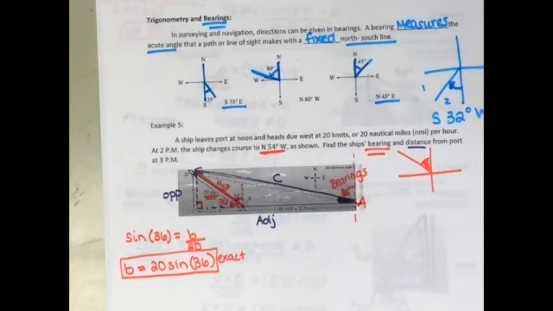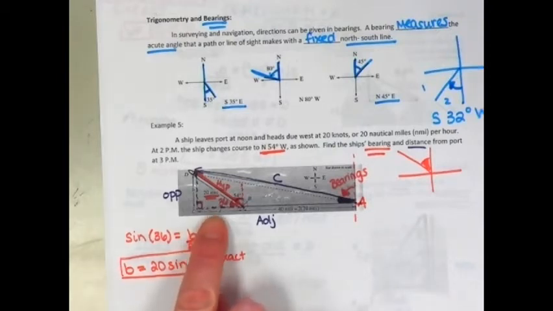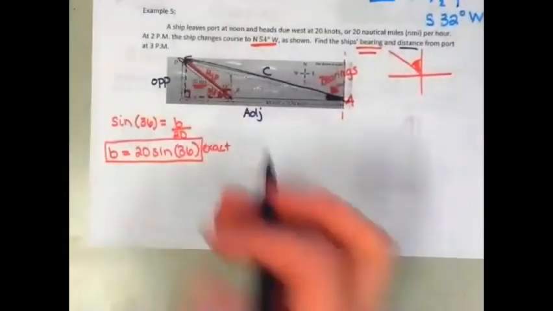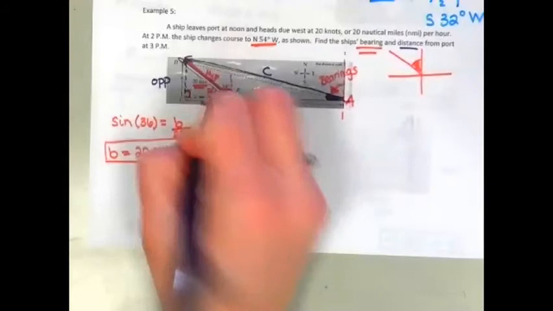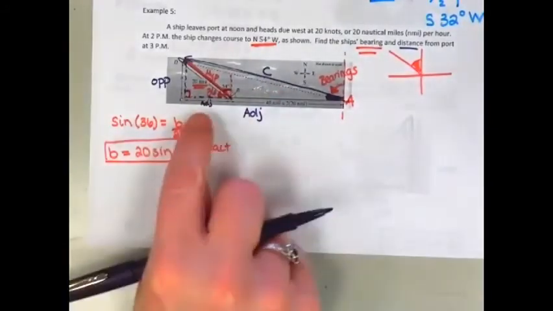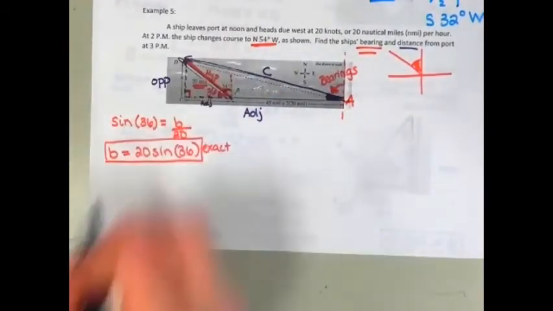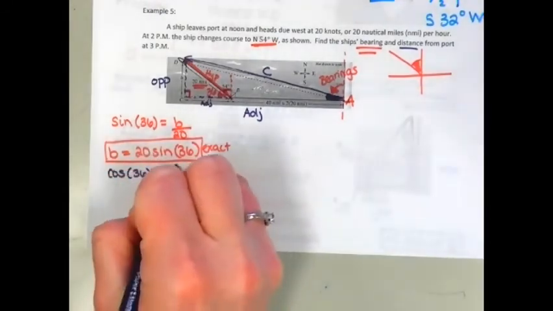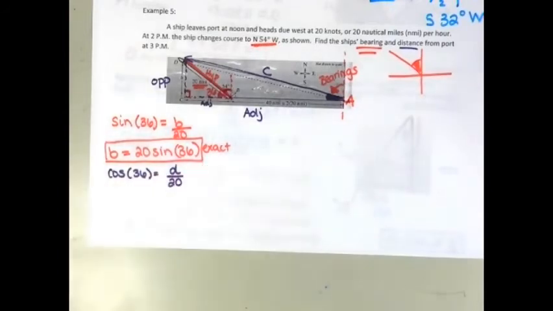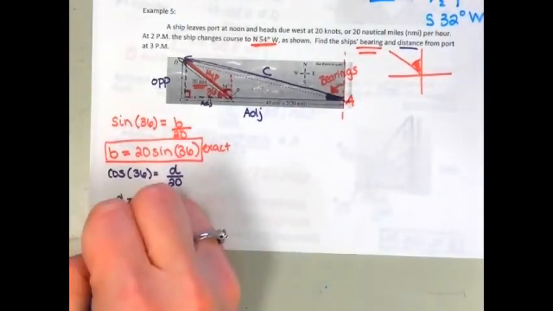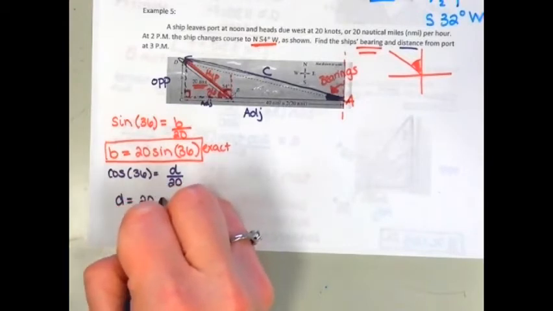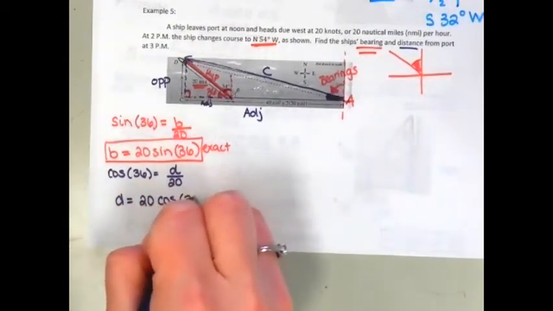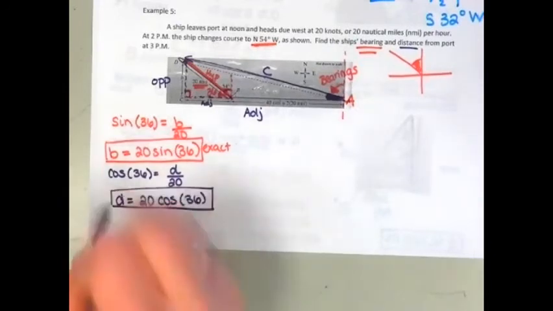Now, if we want to, can I find d? Yeah, how would I find d? D is known as my adjacent, correct? So what uses adjacent and hypotenuse? Cosine. So the cosine of my angle, which is 36 again, is going to be d over 20. So my d is equal to what? 20 times the cosine of 36. And now I have an exact answer for d.